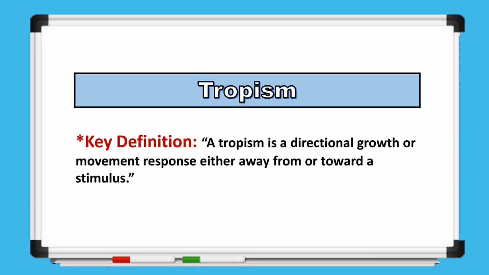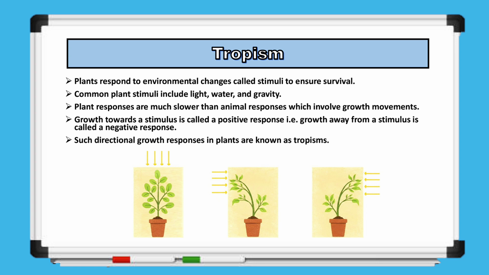When we define tropism, it can be explained as a directional growth or movement response either away from or toward a stimulus. Tropism simply means how plants grow in response to things around them. Plants cannot move from one place to another like animals, so they adjust the growth instead. They sense changes in their environment, such as light, water, or gravity, and grow in a way that helps them survive. For example, a plant usually grows towards light so it can make food properly. This is called a positive response. If a plant grows away from something harmful, it is called a negative response. So, in easy words, tropism is the way plants change the growth direction depending on what is happening around them.